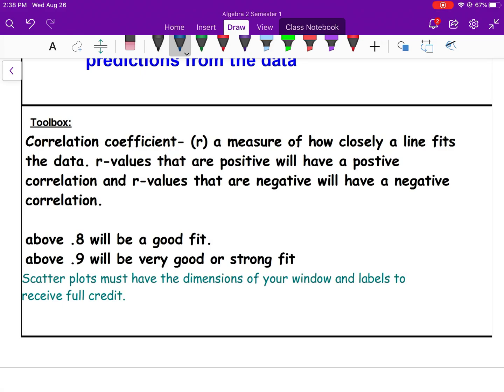Now, the absolute value of this is always going to be between 0 and 1. Anything above 0.8 is going to be a good fit. Once it hits 0.9 or greater, it will be a very good fit or strong fit. These scatter plots must have the dimensions of your windows and labels to receive full credit. I'll show you what that means when we actually do the scatter plots.